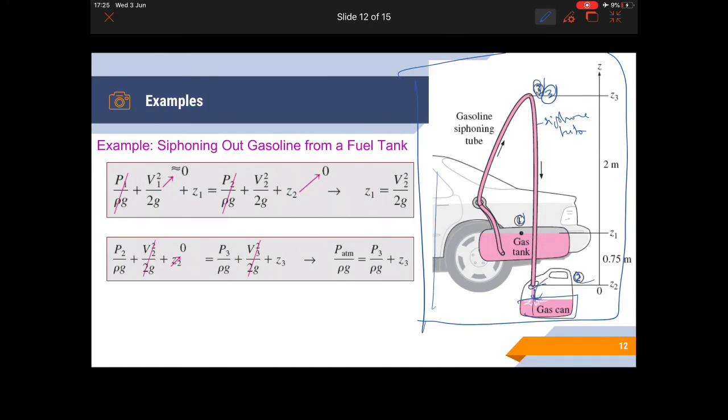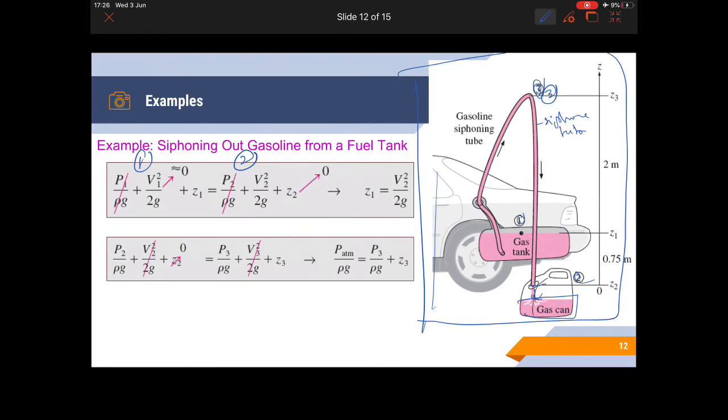Let's say in this equation in the gray box here, we consider the comparison of the Bernoulli equation at point 1 and at point 2. Point 1 is at the surface of the gas tank, point 2 is at the outlet of the siphon tube hose. So we write down P1.